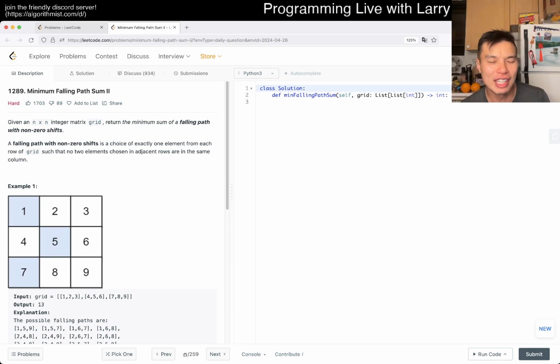All right, let's take a look at today's problem, Minimum Falling Path Sum. This one picks one element from each row such that, I think, yeah, that's what I thought.